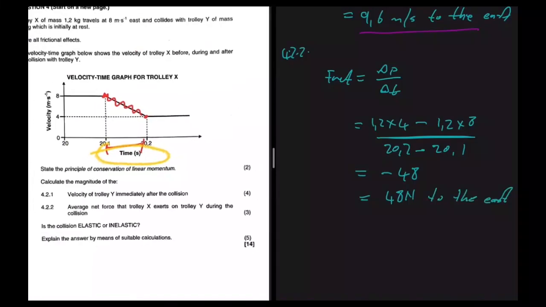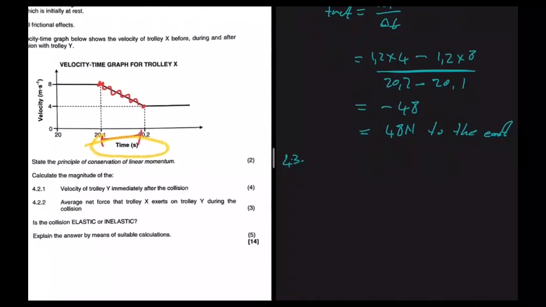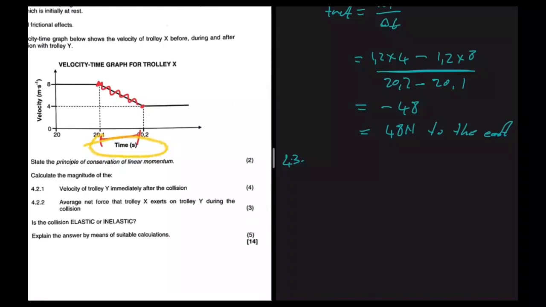Let's see what we can do for 4.3. So 4.3 here is saying that let's determine if the collision is elastic or inelastic, right? And explain the answer by means of a suitable conclusion. So what is the prerequisite for an elastic collision? If a collision is elastic, then we need two things to be conserved, right? We need the momentum to be conserved, and we need the kinetic energy to be conserved. So in 4.2.1, we calculated the value of Vy, assuming that momentum is conserved.